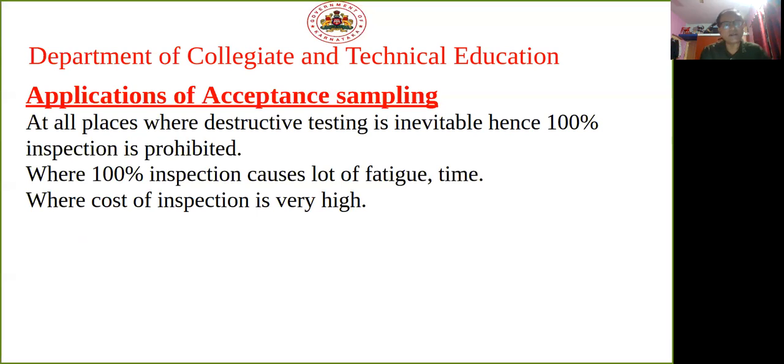So first, we can use the acceptance sampling where there is a destructive testing. Second, where 100% inspection causes a lot of fatigue and time, yes, we can go for the acceptance sampling. And where the cost of inspection is very high, yes, we can go for the acceptance sampling. So these are the applications of the acceptance sampling.